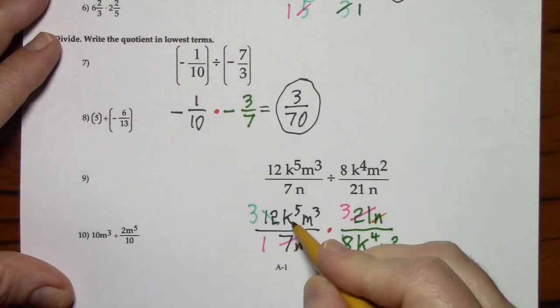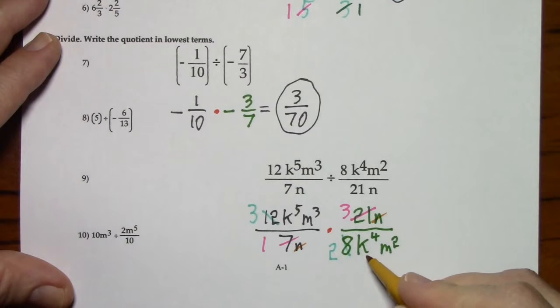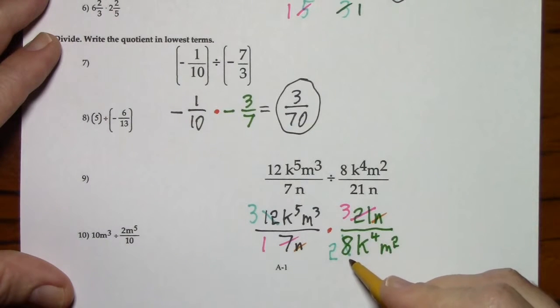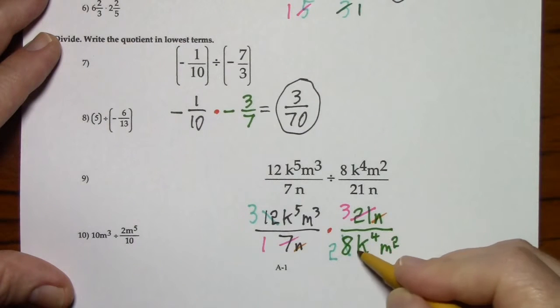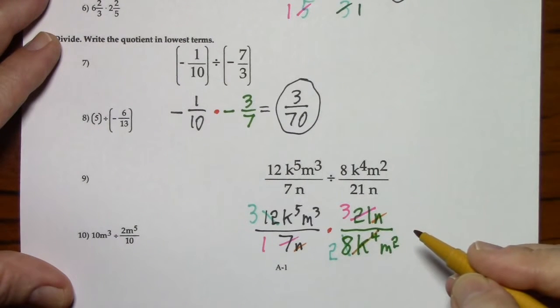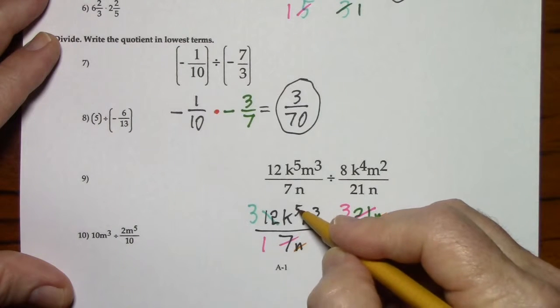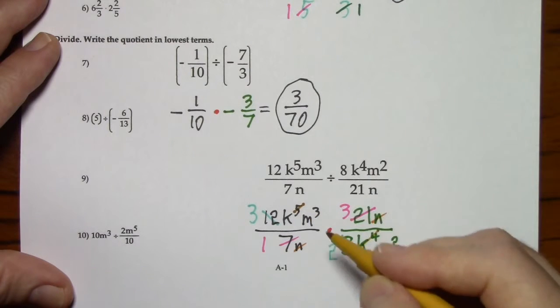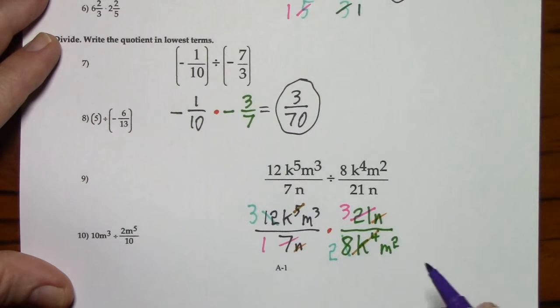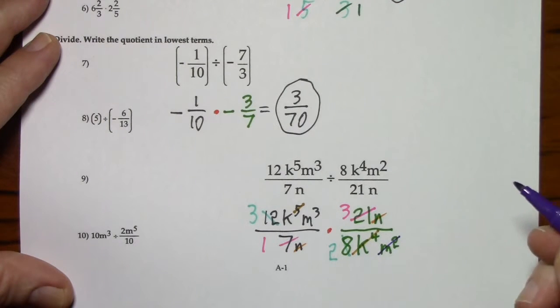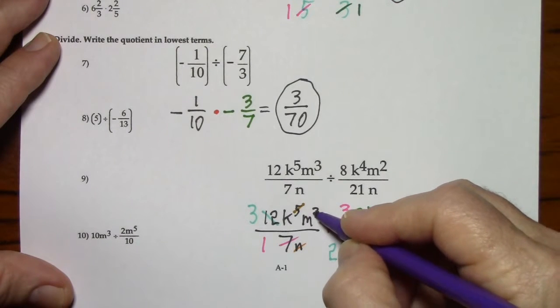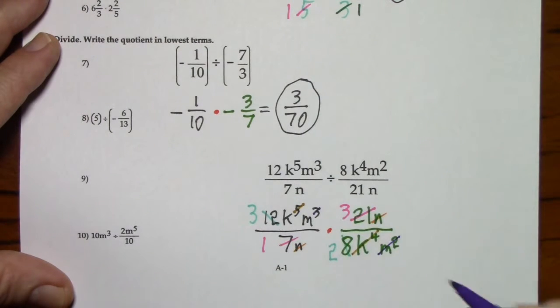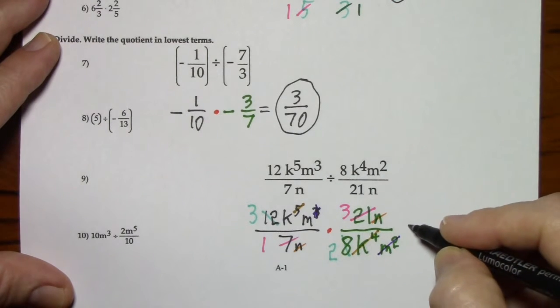Looking at k to the fourth, k to the fifth, whichever base has the smaller exponent is the one that's going to be canceled out. So cancel out k to the 4, subtract 4 from 5, and you're left with 1. I don't need to write the 1, it's understood. Looking at m squared and m to the third, cancel out m squared, subtract 2, you're left with 1. Make sure this looks crossed out. We've canceled everything that we can.